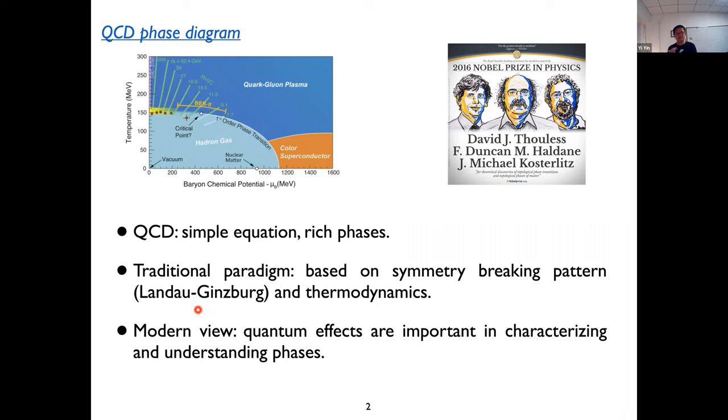the traditional Landau-Ginzburg paradigm, which is based on the symmetry breaking patterns and also on the thermodynamics. But the modern development also tells us that quantum effects are very important in characterizing and understanding the phases. For example, in 2016, the Nobel Prize was awarded to three gentlemen here because of their contributions to the quantum and topological phase transitions.